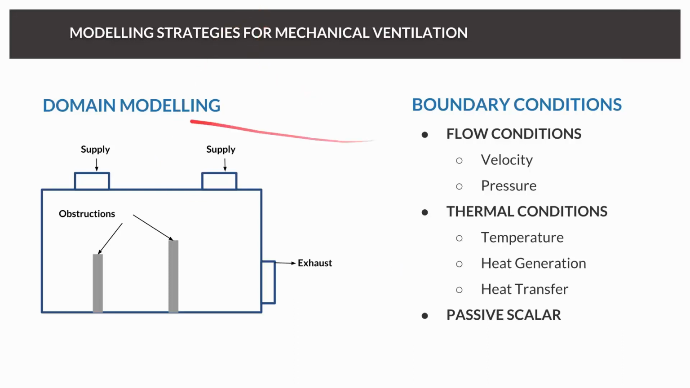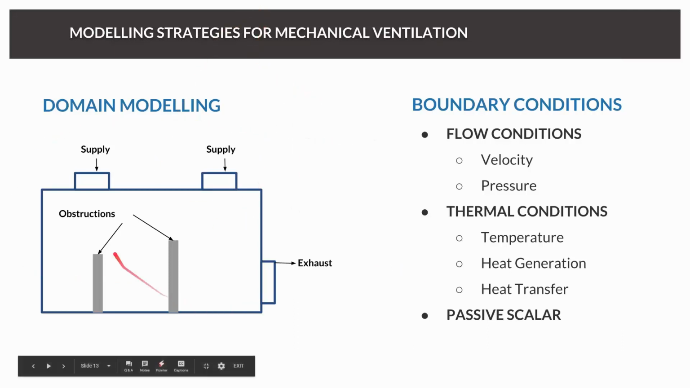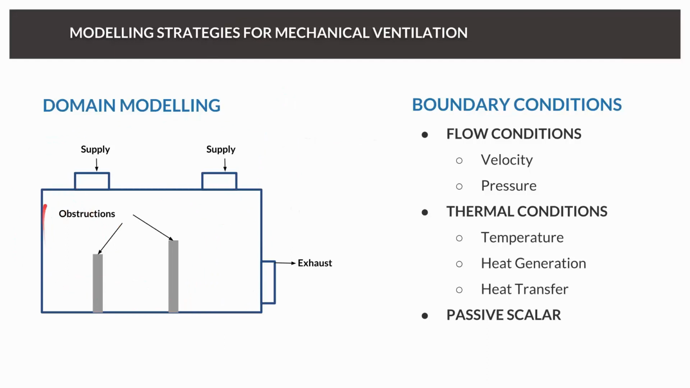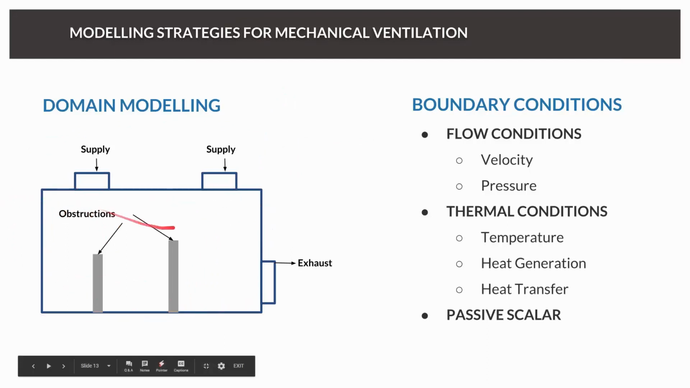First of all, we don't need to consider the environment, therefore our model only includes, let's say, the inner volume of the building. Again, we have obstructions, but this time, instead of openings, we have supplies or exhausts. At a supply, we can supply fresh air. At an exhaust, we will remove the old air.